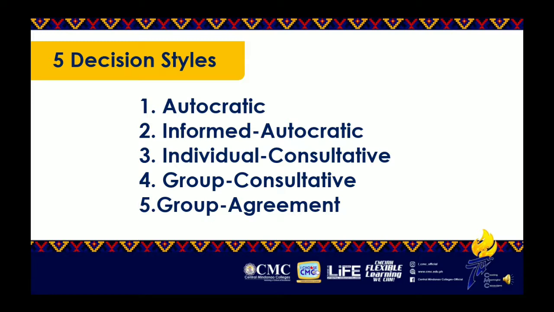And for the last one, group agreement. The leader shares the problem with subordinates as a group and together they generate and evaluate alternatives in an attempt to reach consensus. So it's the time to do the consensus, and shall we say, you gather at a table and you're going to make a decision. So you're going to make a consensus. So those are the 5 decision styles by Vroom and Yetton.